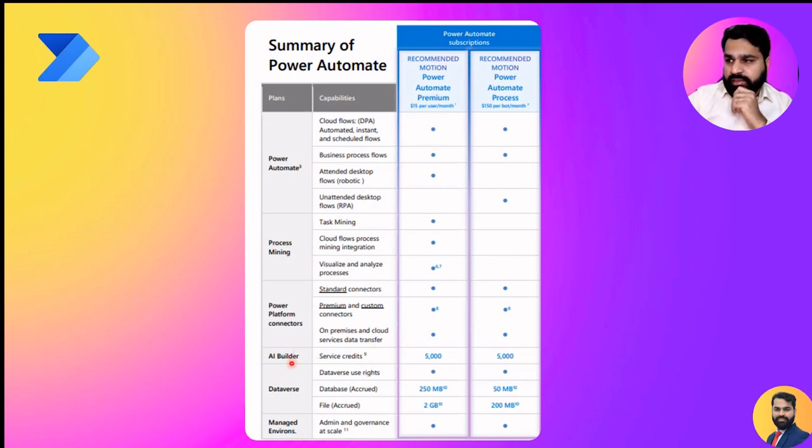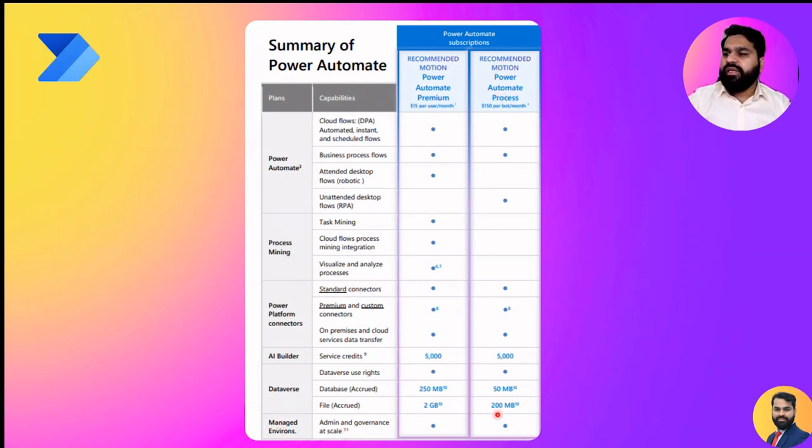When we talk about the AI builder, 5,000 service credits will be allocated to the tenant and the environment based on the individual bot license. Database and Dataverse capacity, Dataverse use rights definitely are there. 50 MB of database capacity per Power Automate process license will be accrued to the tenant. Similarly, 200 MB of file storage capacity will be accrued to the tenant per Power Automate bot license.